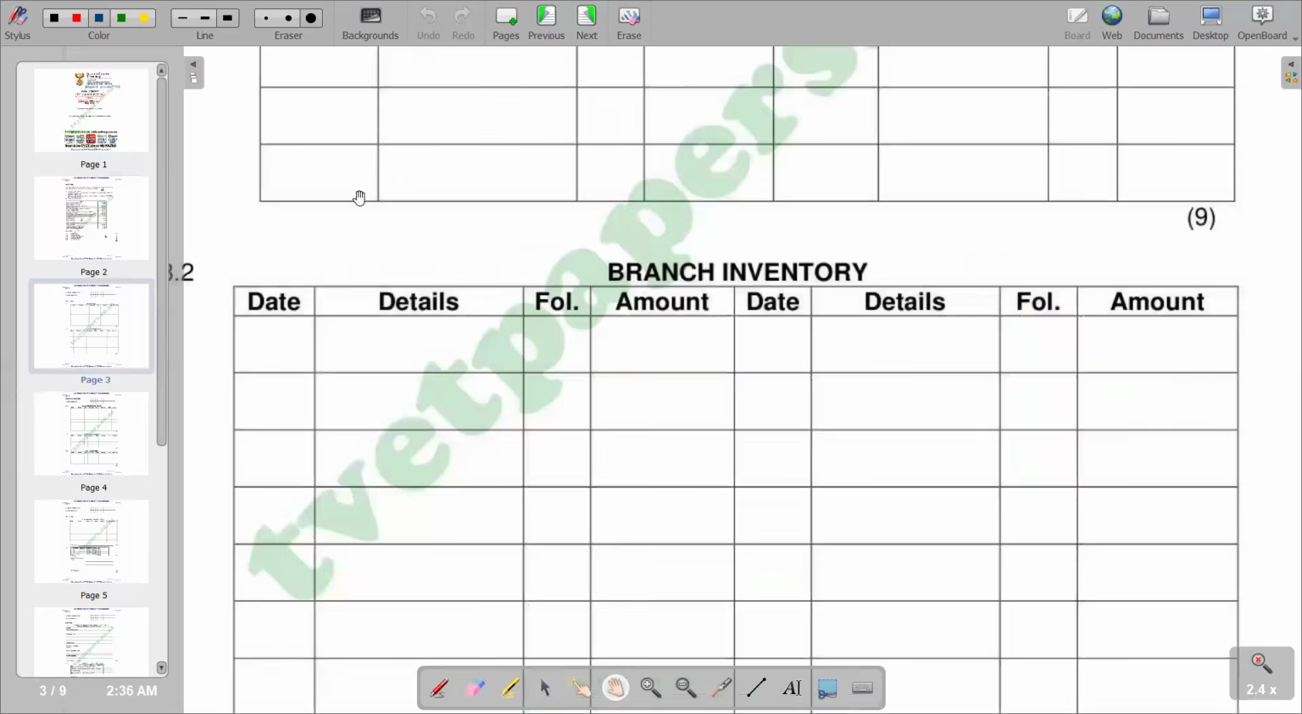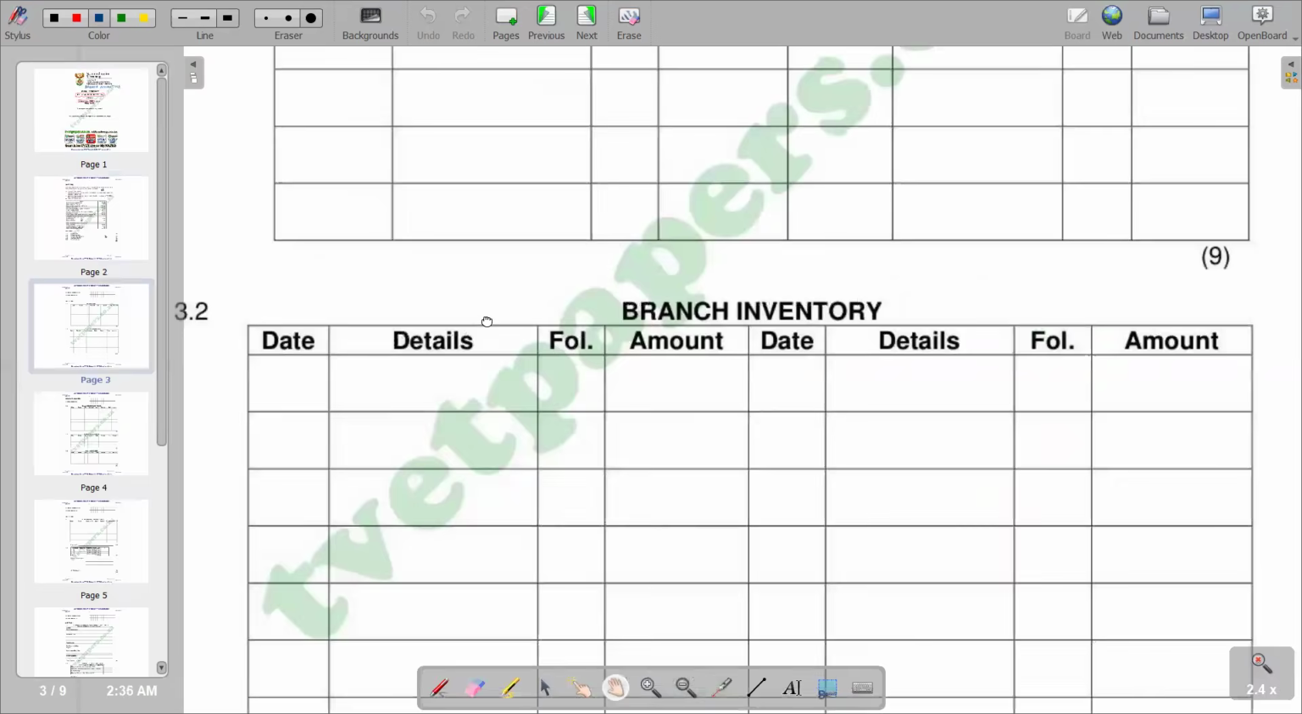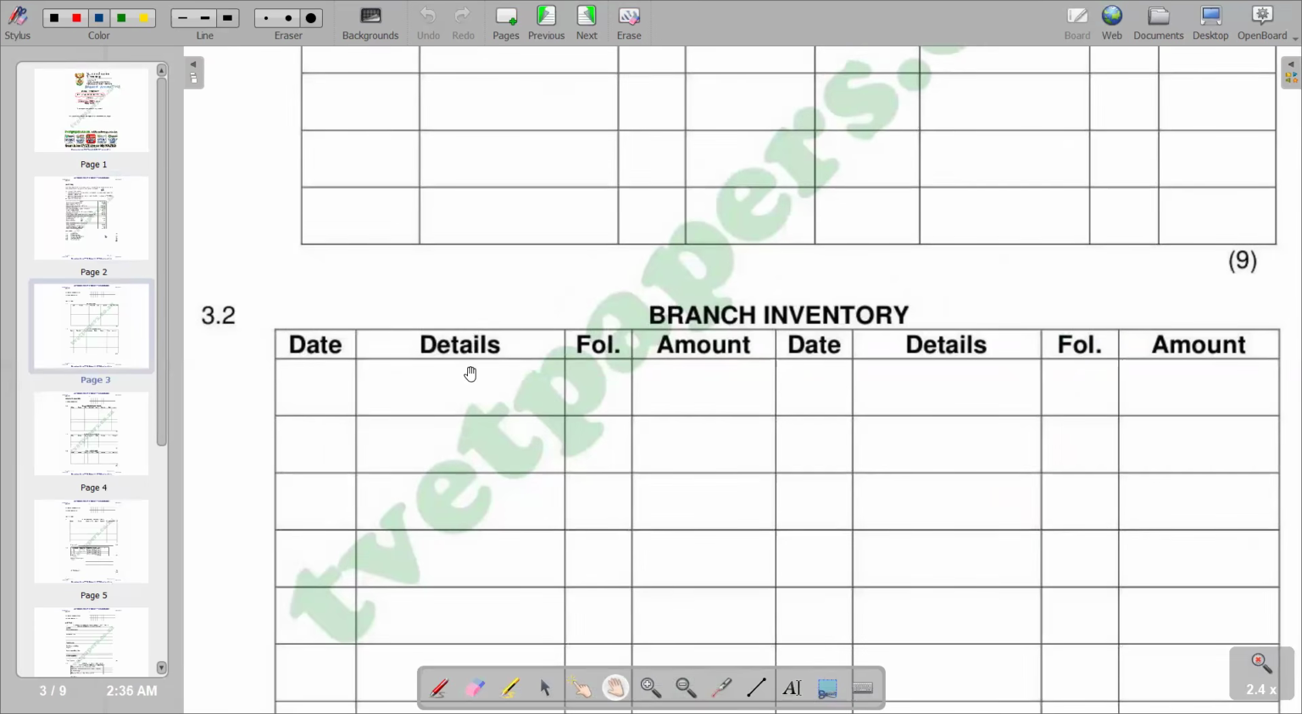So we come in, and we are saying this is going to be our branch inventory. Obviously we have a column for the date, and we are saying this is 01/03/2020. And for all the details, we are saying this is balance, which is 72,800.